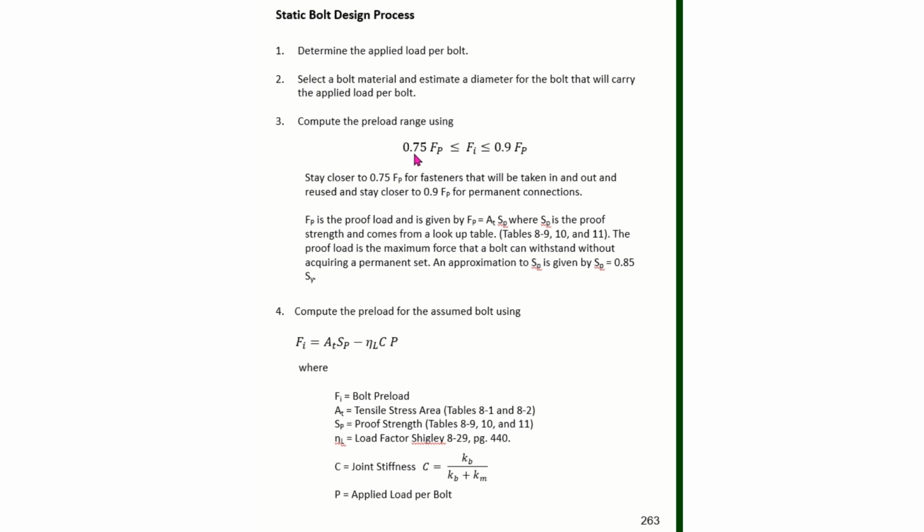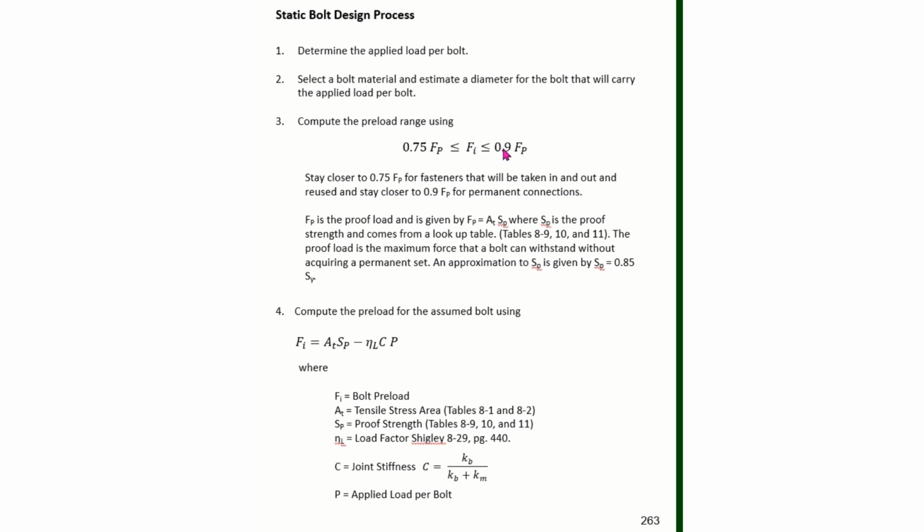Now, we want to compute closer to this 75% FP for bolts that will be put in and taken out and put in and taken out. If it's more of a permanent connection, then you can come closer to the 90% FP.